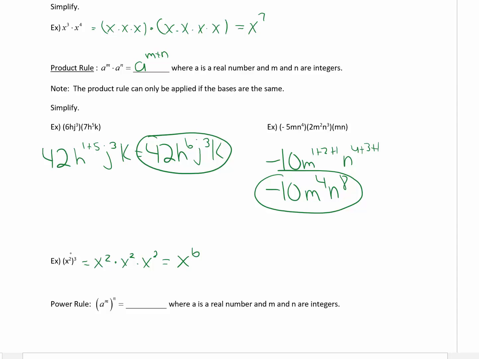So notice you're taking an exponent power to another exponent power. Well, what basic operation can I put in between the 2 and the 3 to get 6? Well, that is multiplication. So this is what is referred to as the power rule. So if I have a to the m taken to the nth power, this will be a to the mn power, where a is a real number and m and n are integers. Notice the base has not changed. The only thing I'm doing is I'm multiplying the exponent powers together.